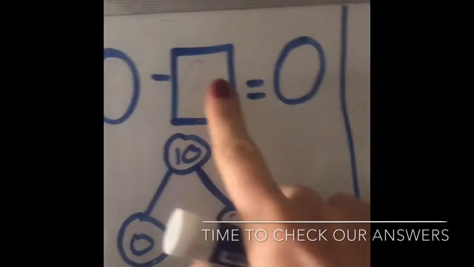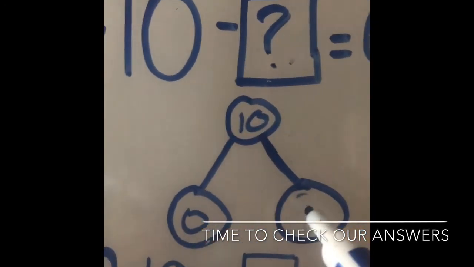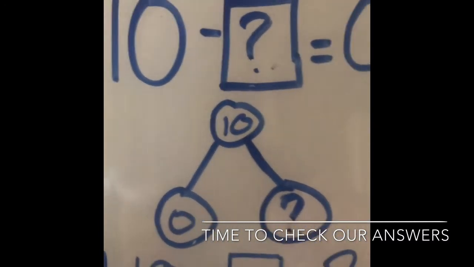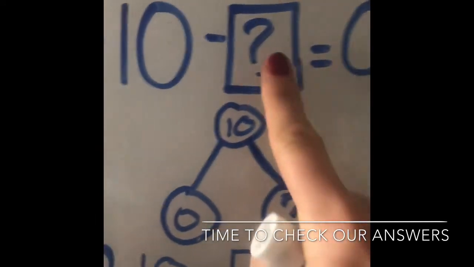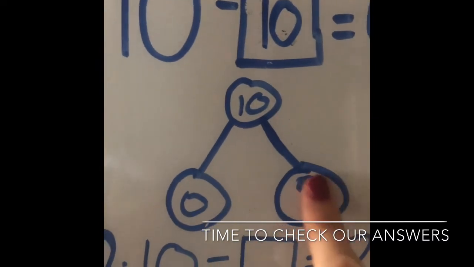Today when we were working, you did not know one part. You did not know the missing part. And you can see it on my equation and on my number bond. You knew the answer, but you did not know the missing part. So today, the first one was 10 minus 10 equals 0. So fill out the 2 missing parts. 10 minus 10 equals 0. Incredible.